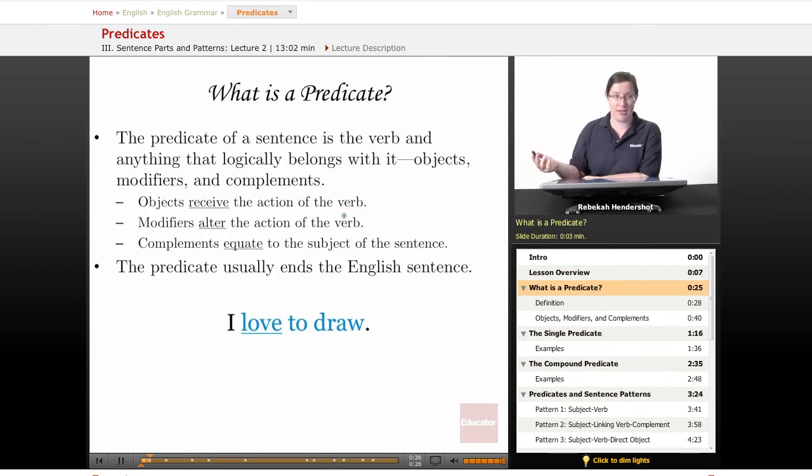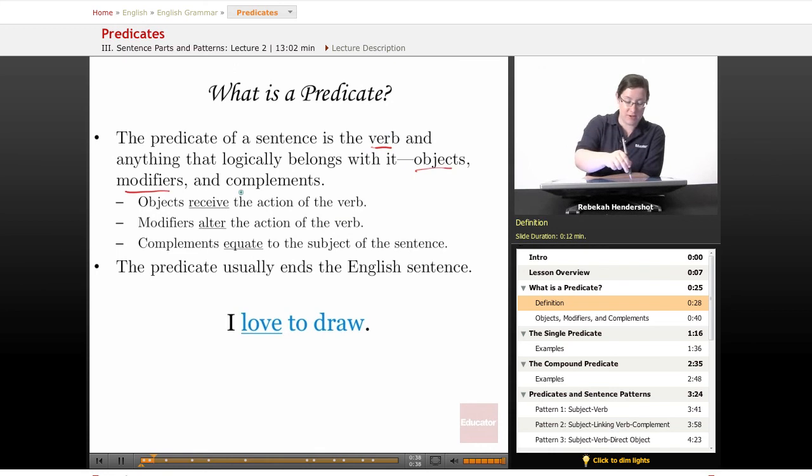Alright, what is a predicate? The predicate of a sentence is the verb. Remember, that's the one word you absolutely have to have in an English sentence. And anything that logically belongs with it: objects, modifiers, and complements. Now, what are those things?